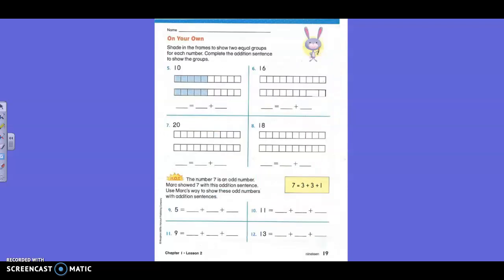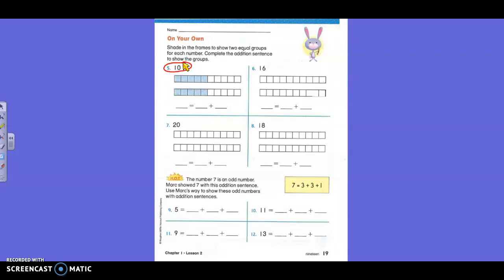All right, next page, boys and girls. This is on your own, but I will help you do a few before you do it on your own. Okay? It says, shade in the frames to show 2 equal groups for each number. Complete the addition sentence to show the groups. So number 5, they helped you already by shading some. Okay? The number is 10. You see that?